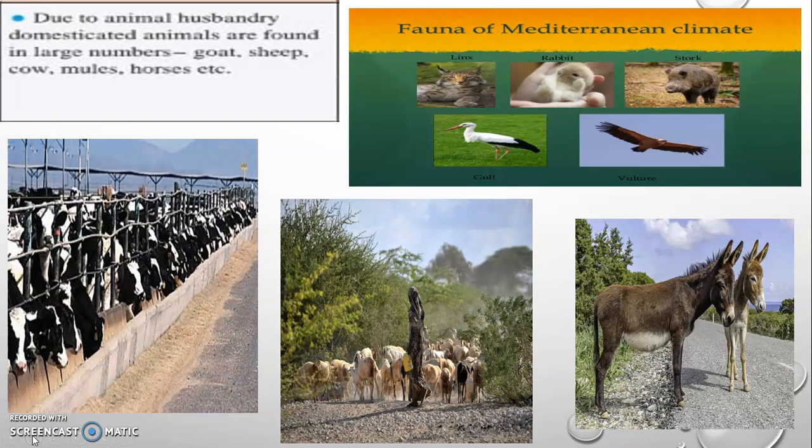And because of this, animal husbandry, that is grazing the animals, then milking the animals, carrying the load from one place to another on the backs of the mules and horses. These animal husbandry occupations have been carried on large scale in the Mediterranean region. People are more engaged in this type of occupation in the Mediterranean region.